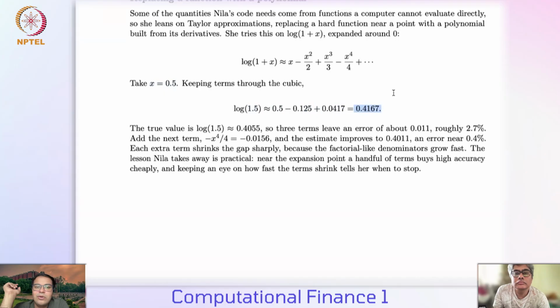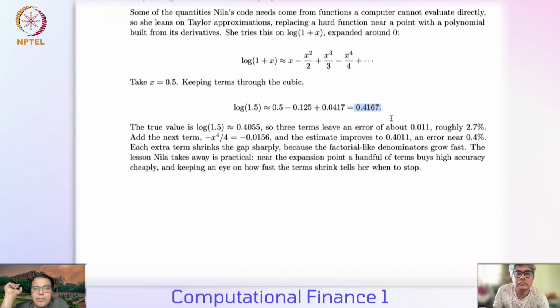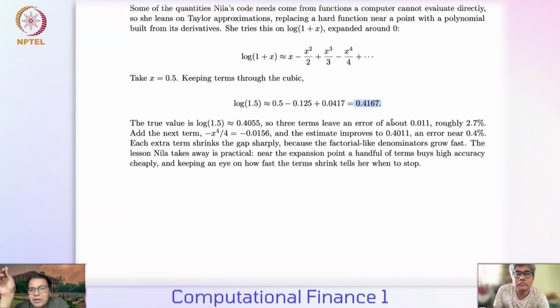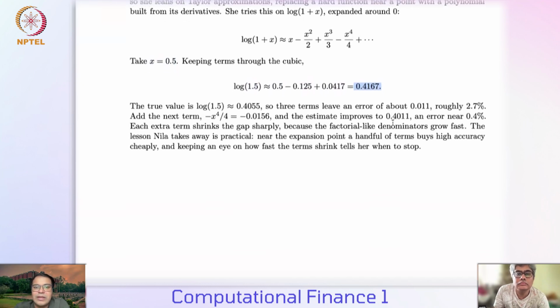Now, if you actually look up the calculator and see what the value is, this is around 0.4055. So this is roughly an error of 0.011. By error, we mean the difference. So that's around 2.7%, right?